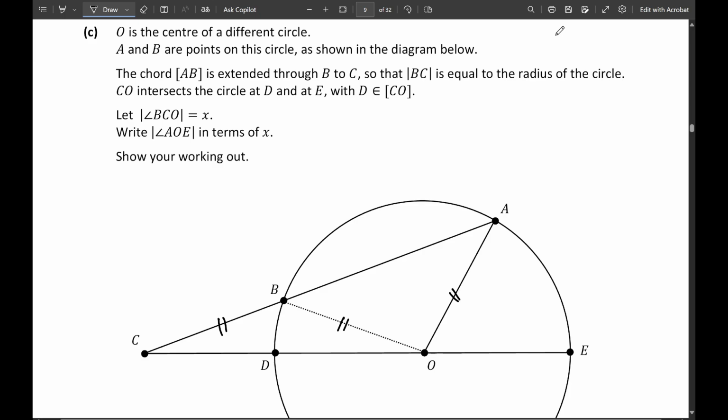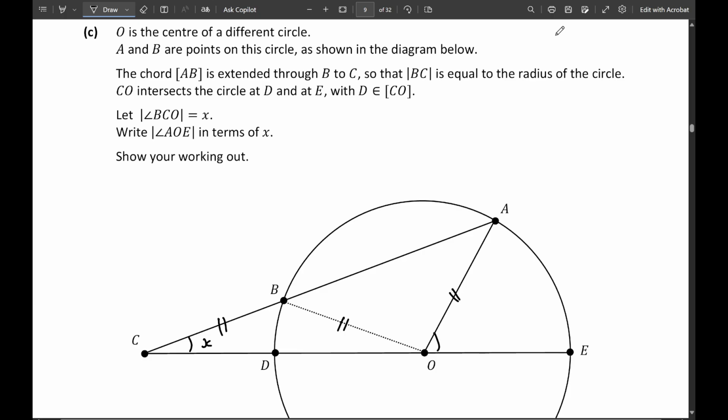CO intersects the circle at D and E, and D is an element of the line CO. The angle BCO equals x, work out AOE. So that angle there is x. Work out the angle AOE. This one here. So this is the angle we have to figure out.